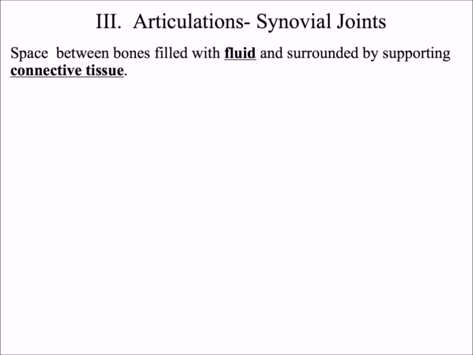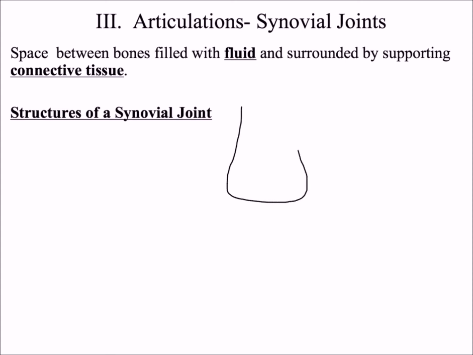And finally, the last structural classification of joints is the synovial joint. And within the synovial joint, the space between the bones is filled with fluid and surrounding supporting connective tissue. All synovial joints will have the following structures. Here you have two bones. And surrounding these two bones is the first structure of a synovial joint, called the synovial membrane.